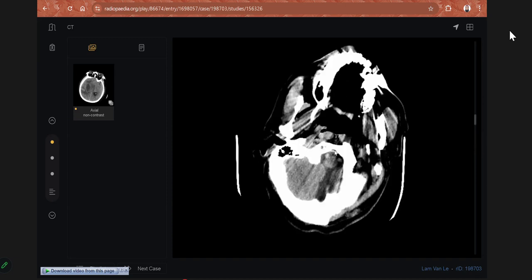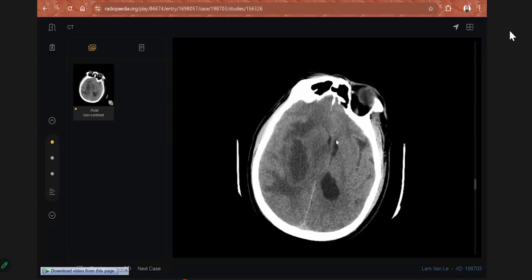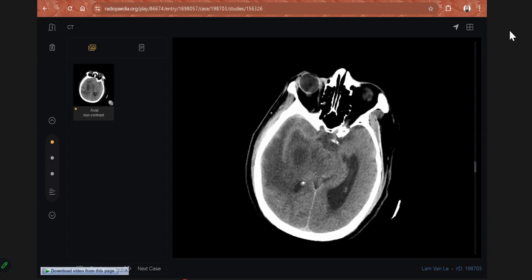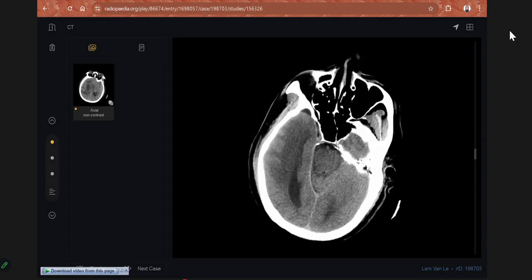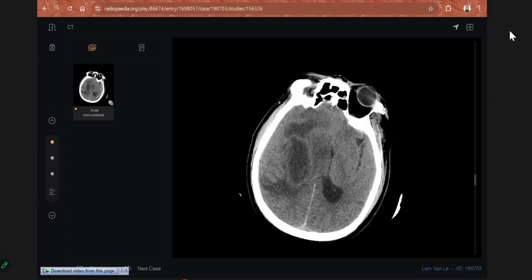What do you think? I'm thinking in terms of the possibility of a mass with surrounding vasogenic edema, because I can see that this is likely an aggressive tumor. I'm just trying to see for any areas of hemorrhage within the tumor. I cannot see any obvious hemorrhage here, but most likely this is an aggressive mass lesion. Other than mass, I would have thought of abscess, and number three would have been metastasis.